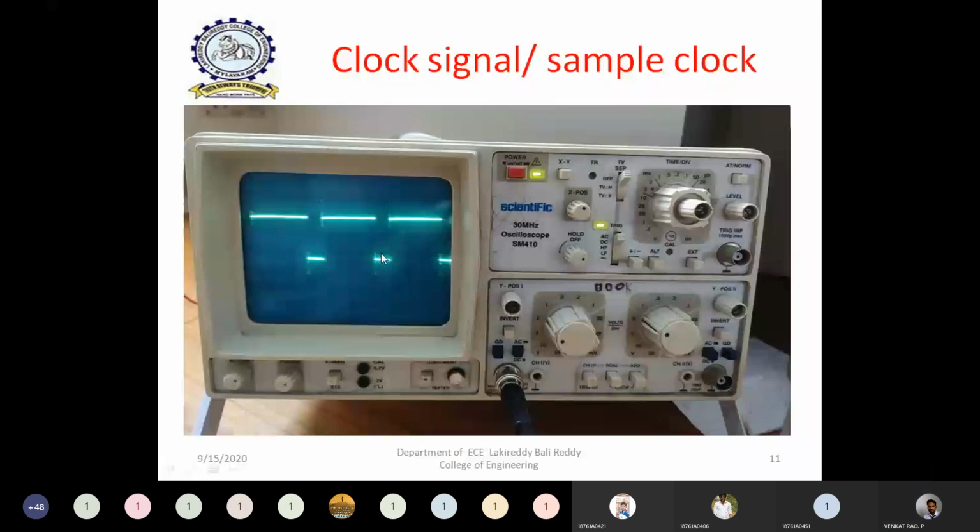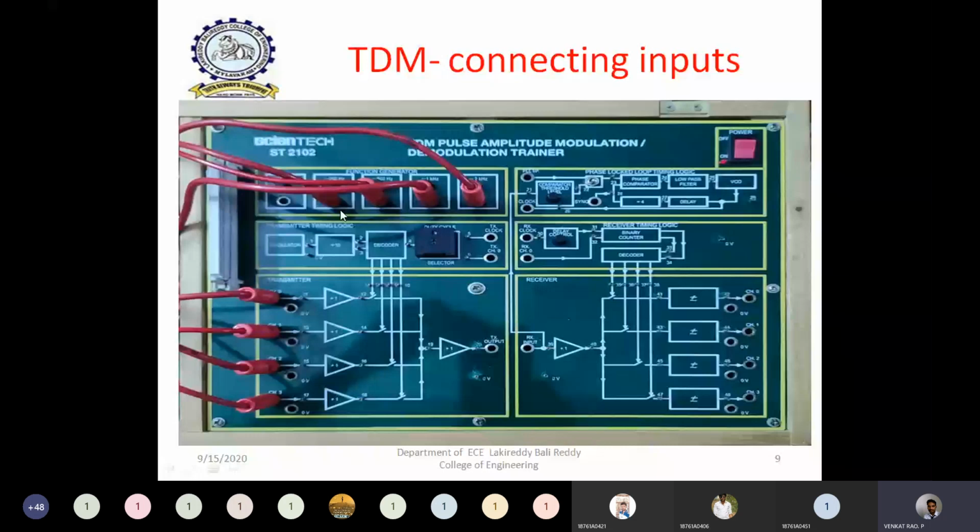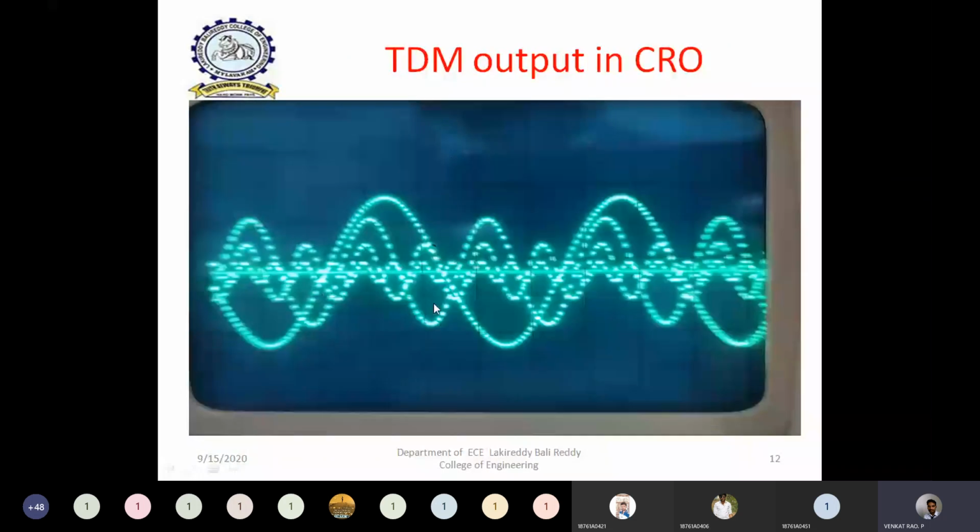that is TS. Now, after connecting all these four input signals, if you directly observe the multiplexer output here, that multiplexer output will be obtained like this. So, all of you carefully observe this.